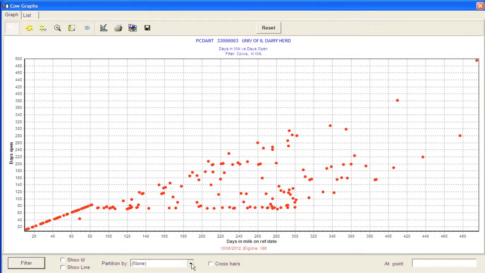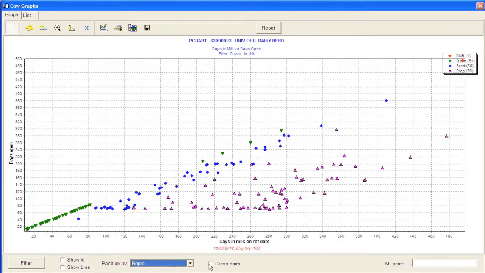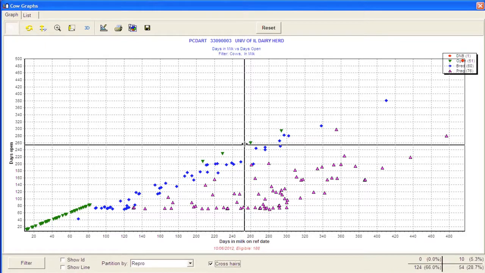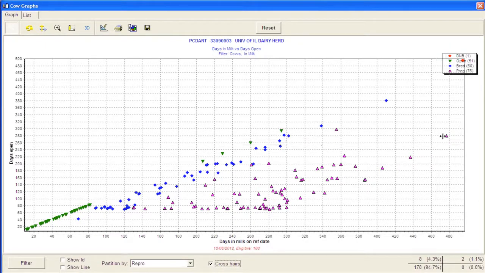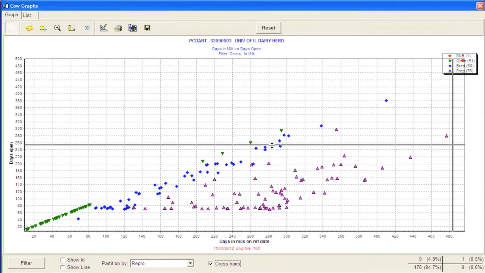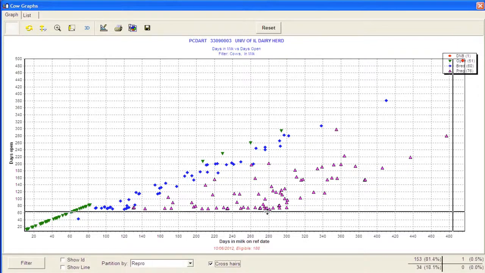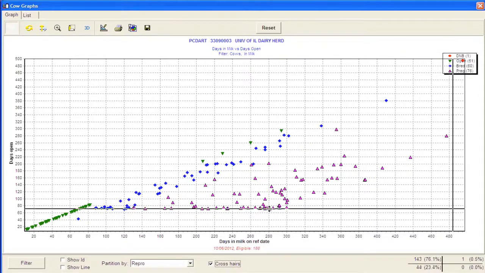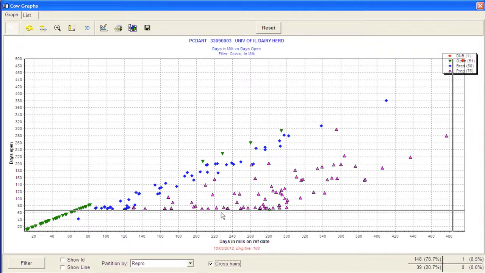And then we might partition this. Let's do it by reproductive status. And then I'll get that out of the way, and then I'll move this bar down here. So remember, 70 days in milk is our voluntary waiting period. So you can see that we've got a fair number.